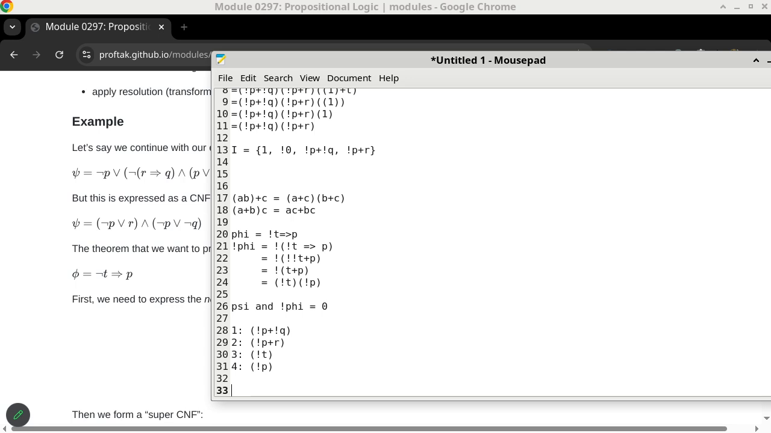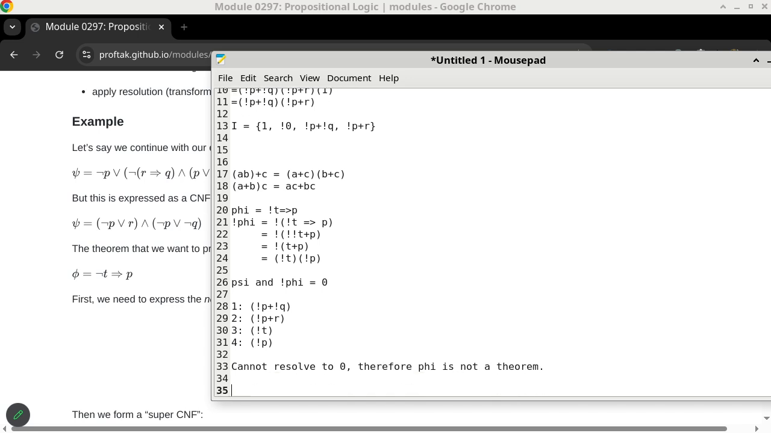So what does that mean? That means I cannot show that psi and not phi is false. And what does that mean in return? It means phi is not a theorem. So in this case, because no resolution step is applicable, we cannot resolve to false, therefore phi is not a theorem.